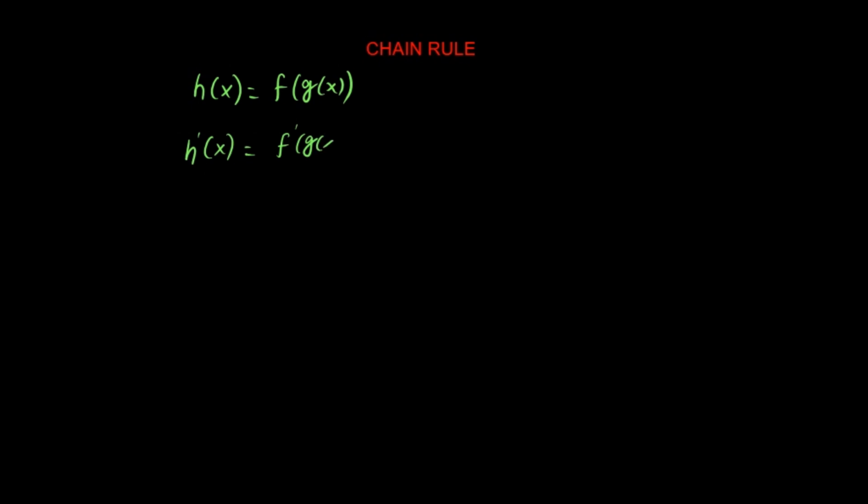the derivative of f, which is a function of g(x), so f prime of g(x), times the derivative of g, which is g prime of x. It looks a bit complicated, but once we start with the examples, it will become a bit more clear. We know some of the basic rules of derivative, like x to the power n, the derivative is n times x to the power n minus 1. The derivative of sine x is cos x. The derivative of cos x is minus sine x, and so on.